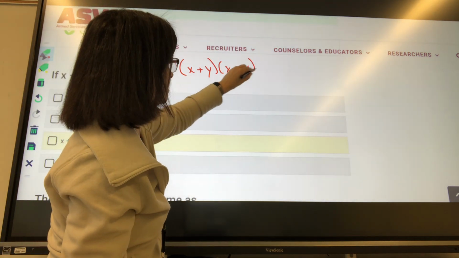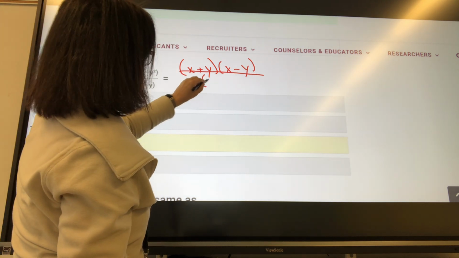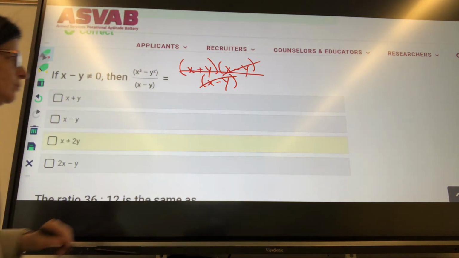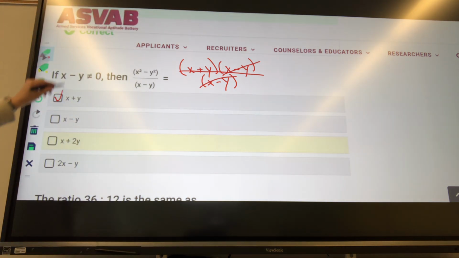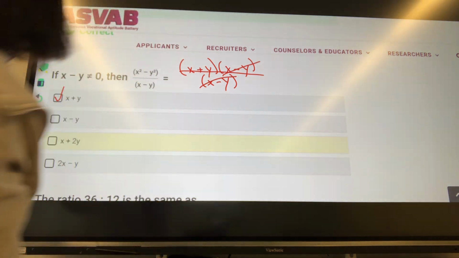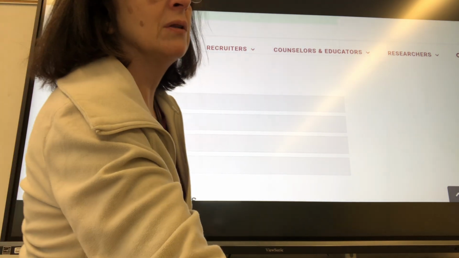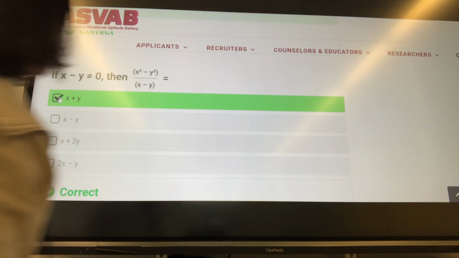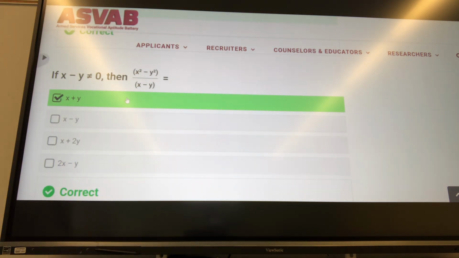And what happens over x minus y is I can cancel out the two binomials that are the same, and my answer would be x plus y. However, I do know that a lot of people might not remember that, and if that's the case, there's a different approach you can take, which would be plugging in numbers for x and y, and then verifying which one would work in the answer.